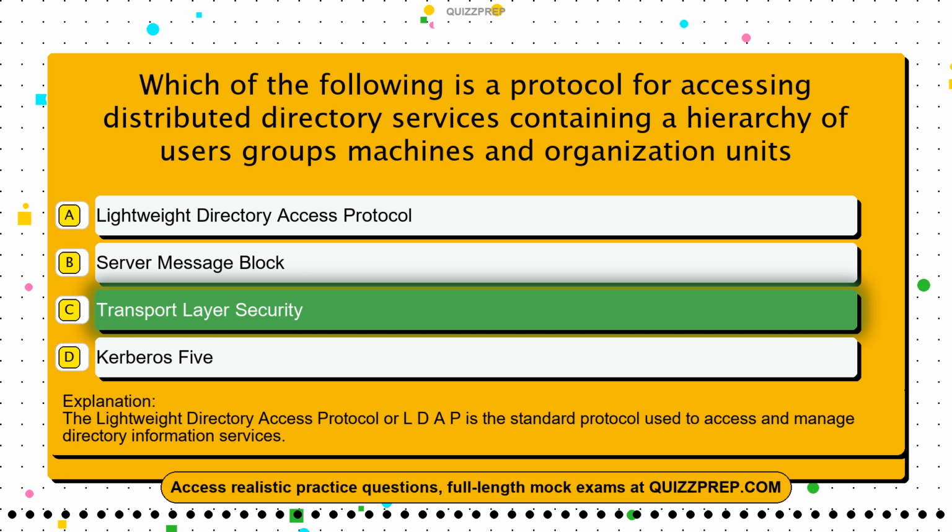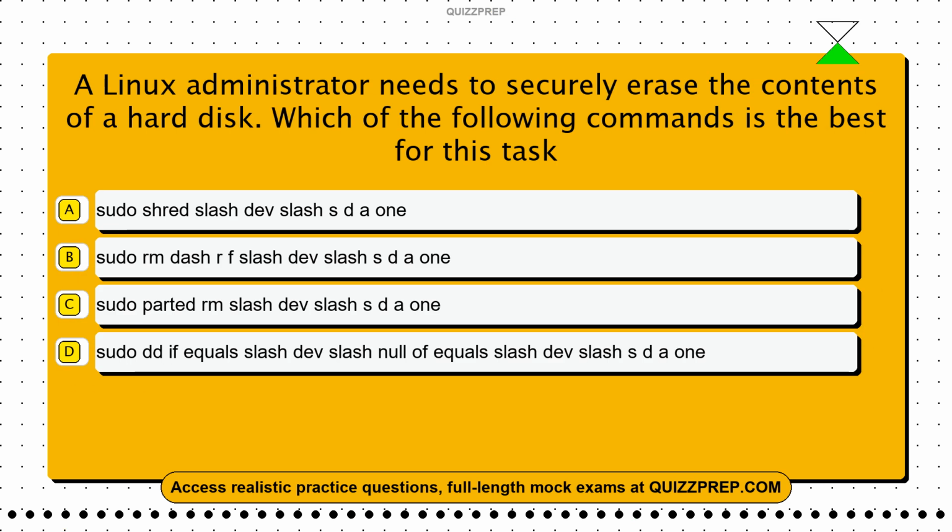information services. Question 21. A Linux administrator needs to securely erase the contents of a hard disk. Which of the following commands is the best for this task? Option A. sudo shred /dev/sda1. Option B. sudo rm -rf /dev/sda1. Option C. sudo parted rm /dev/sda1. Option D. sudo dd if=/dev/null of=/dev/sda1.